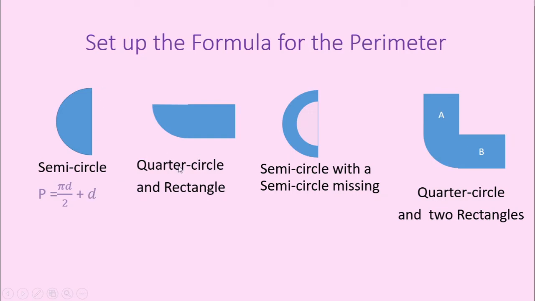This next one's a quarter circle, so I'm going to find the circumference of a quarter of a circle, and I'm adding that to this straight edge here, that straight edge there, and this big long straight edge here.